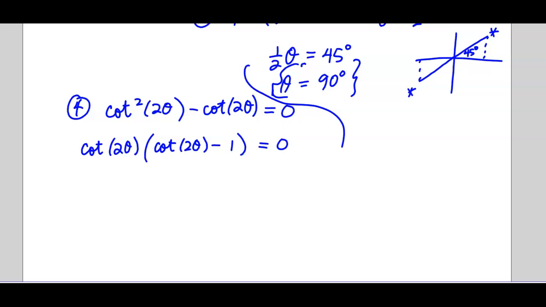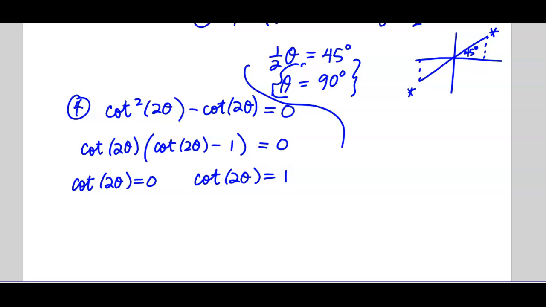Okay. So now I've got 2 factors. So cotan of 2 theta has to equal 0. Cotan of 2 theta equals 1. Those are 2 statements that I got to solve, right? Each factor equal to 0, just like if you had a polynomial equation.